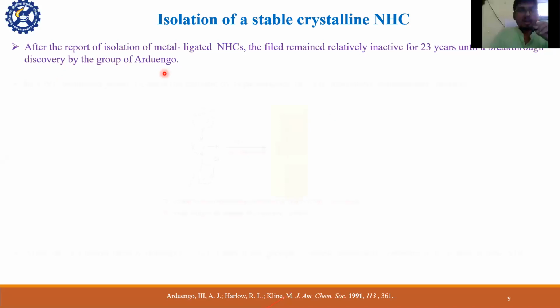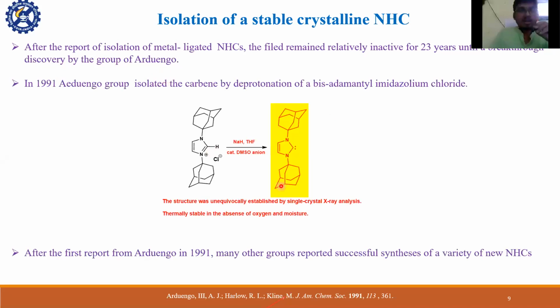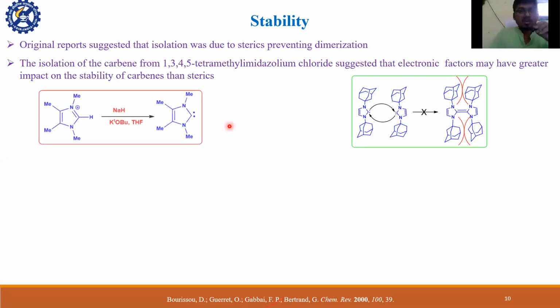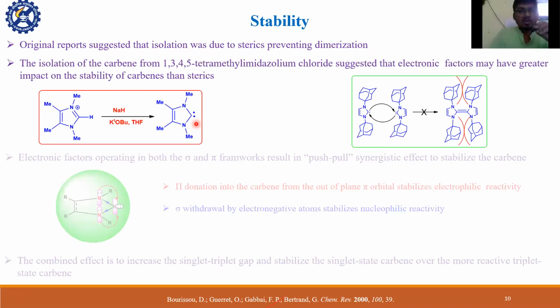Arduengo's group isolated these carbenes first. After the isolation of these carbene molecules, another argument came up. People said that this NHC is very bulky, which is why the molecules do not undergo dimerization. But later, these groups again isolated carbenes that have no hindrance, that are not bulky molecules. How are these molecules stable? Due to the synergic effect.